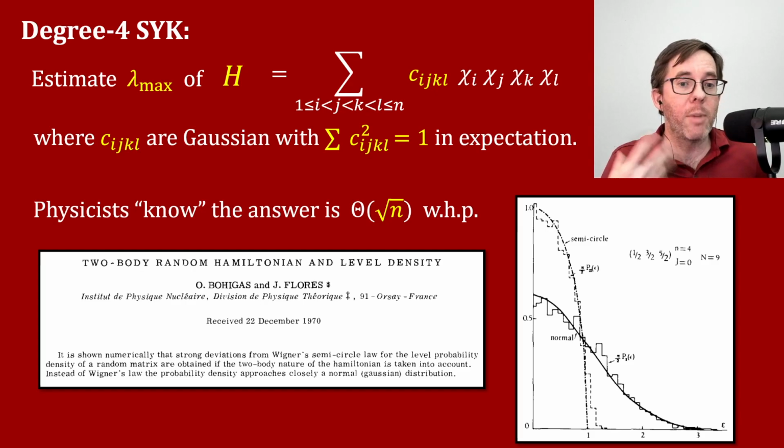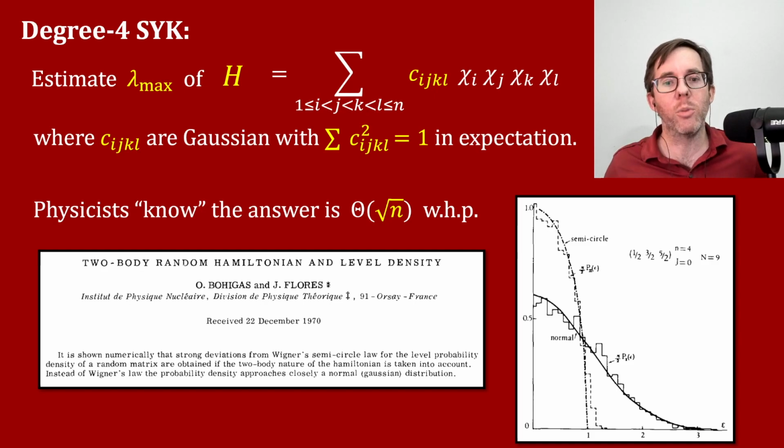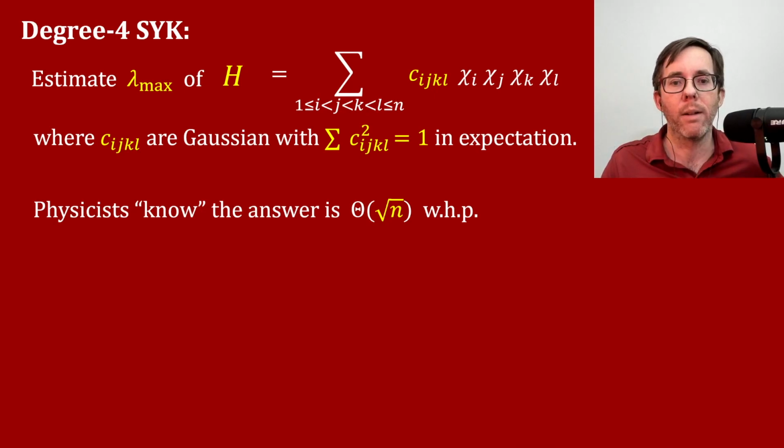Now, since H has dimension 2 to the n over 2 and it has 2 to the n over 2 eigenvalues, if it really were Gaussian, we would expect the maximum eigenvalue to be around the square root of the log of 2 to the n over 2, in other words, order square root n. Now, actually, in the last 10 years, physicists have refined their prediction and don't believe the eigenvalue distribution is exactly Gaussian, but it's a reasonable first approximation.